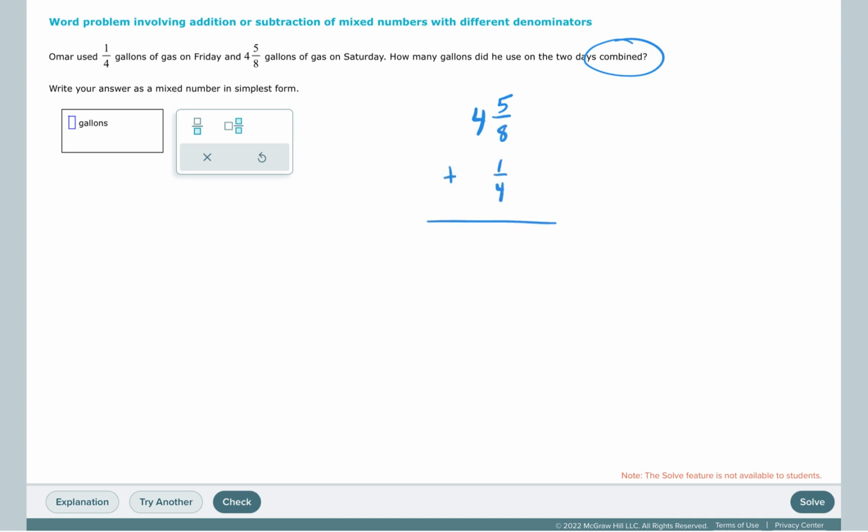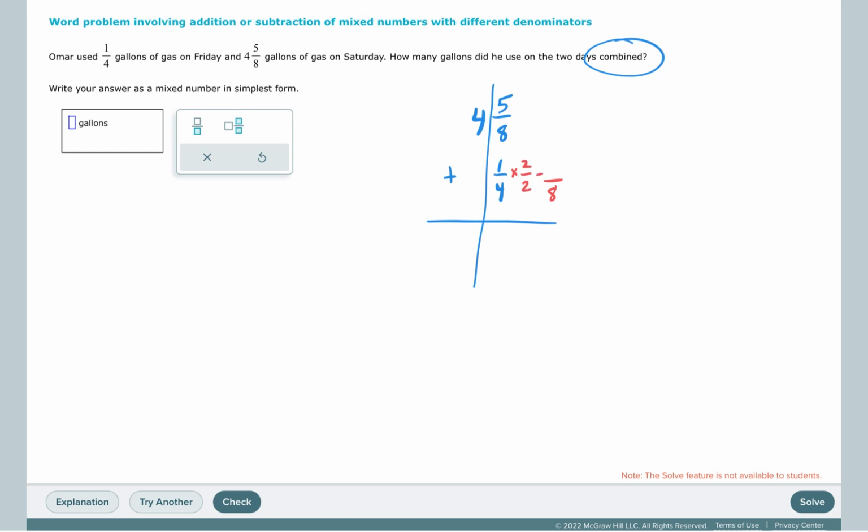Doesn't really matter which fraction I put on the top, because this is addition. The commutative property lets us do it in whatever order we want. I usually put mixed numbers on top and the fractions on the bottom. So common denominator for 4 and 8, I think I'm just going to use 8 because then I don't have to change the first fraction.